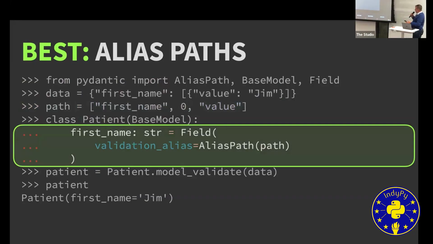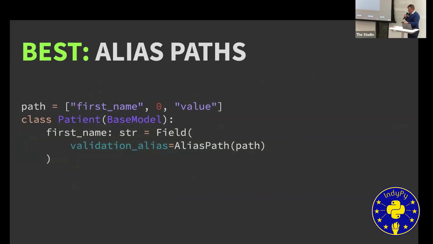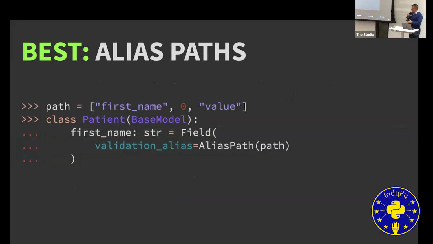Once we have our path, we can pass that path into the alias path constructor. Two notes here. For this example, I've defined the path and the alias path separately so that I could fit them onto one slide. But in real world code, you'd almost always just define the path inline. For my second note, some of you may be wondering why we're using validation alias here rather than alias.